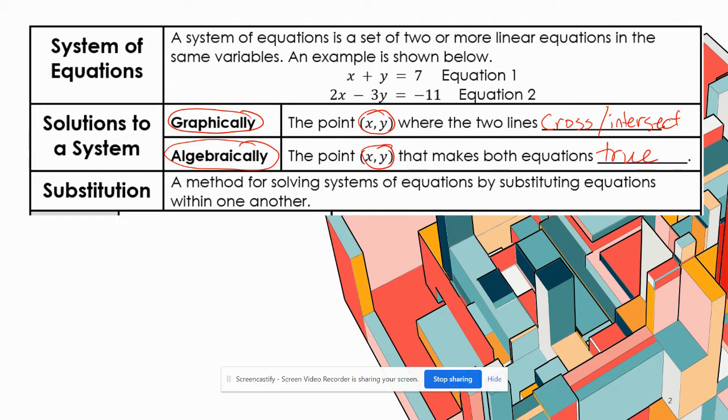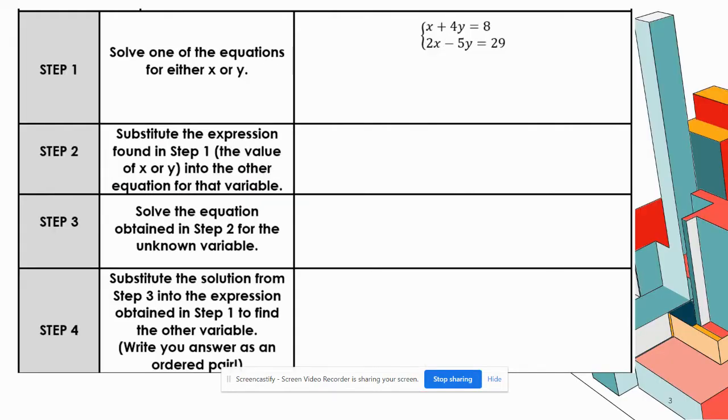Substitution is when we take one equation and substitute it in for a variable in the second equation to solve, and then resubstitute in to finish the answer. Here are some steps that we can take.